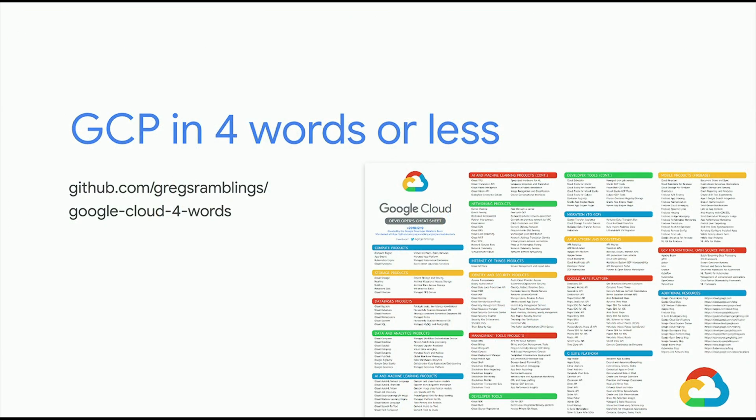Now, product naming for us and for everybody is hard. But remembering all of these names can be overwhelming for you as well. So here's a cheat sheet with concise definitions of all products. GCP in 4 words or less. And this covers every product I've talked about, but every one also I didn't talk about.